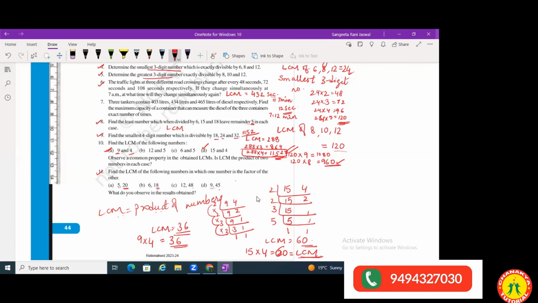If you want to try, you can try also. Just take the multiple, LCM of 9 and 45. You can check here. 9 ones are 9. It's 45. So 5 ones. So 9 into 5 will give me 45.